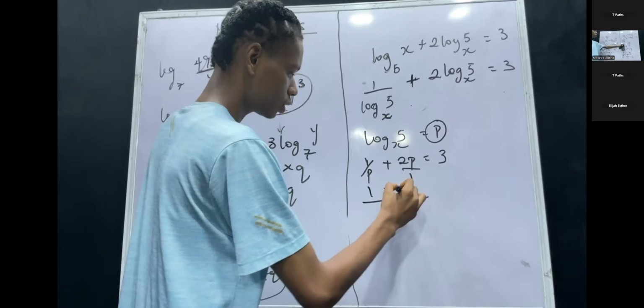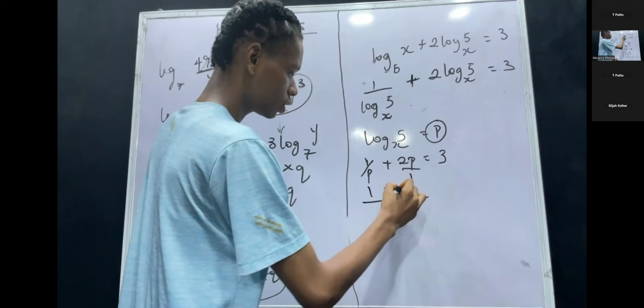Let me go over it again. I said the first part here is I want these two logarithm expressions to look similar. All right. And a way to do that is to invert one of them. I can either invert this or I invert this.